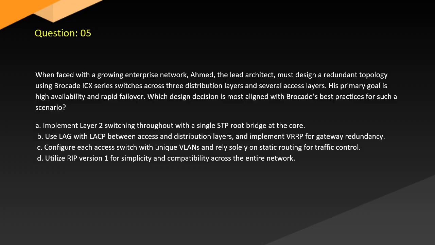A. Implement layer 2 switching throughout with a single STP root bridge at the core. B. Use LAG with LACP between access and distribution layers and implement VRRP for gateway redundancy. C. Configure each access switch with unique VLANs and rely solely on static routing for traffic control. D. Utilize RIP version 1 for simplicity and compatibility across the entire network.